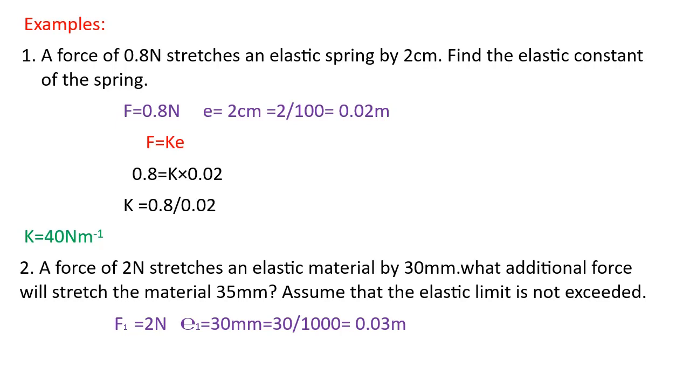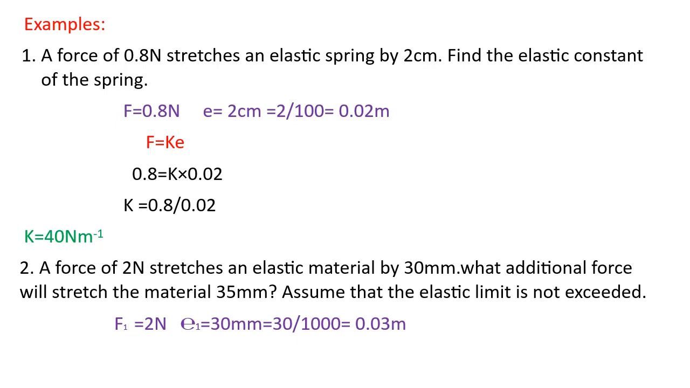Okay, now, the first force we had was 2 Newton, which produced an extension of 30 millimeter. Therefore, you have to convert the extension to meter because millimeter is not the SI unit of length. Converting millimeter to meter, you divide by 1000. Therefore, you have 30 divided by 1000, which is equal to 0.03 meter. In this case, you have to note that for you to be able to get the additional force, you have to look for the stiffness first.